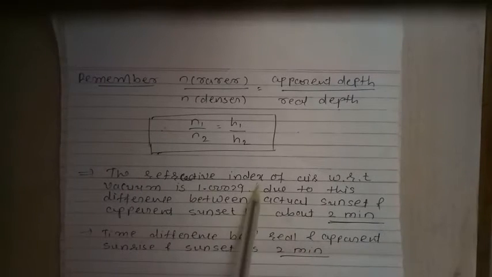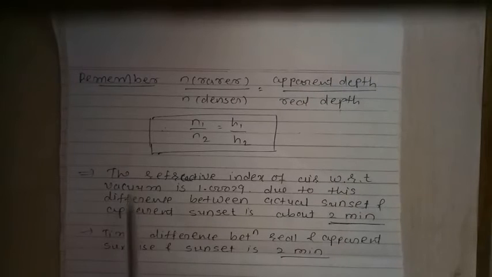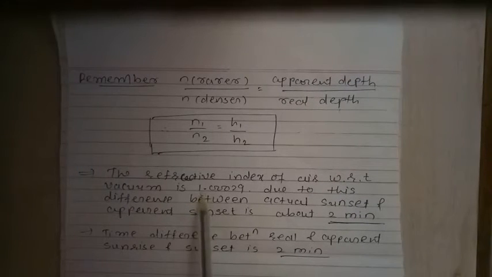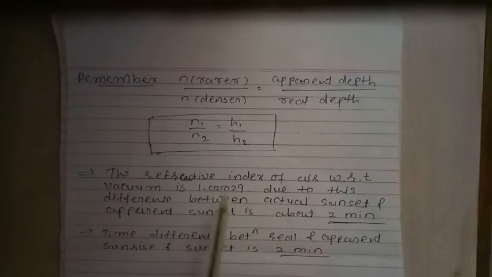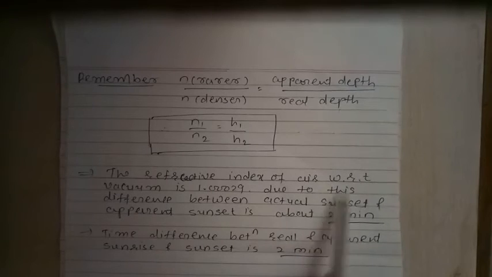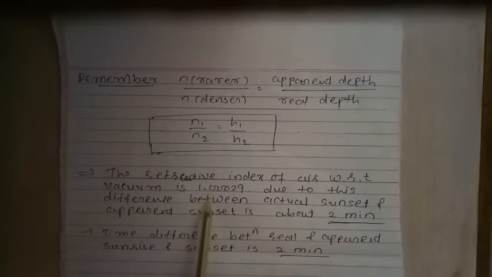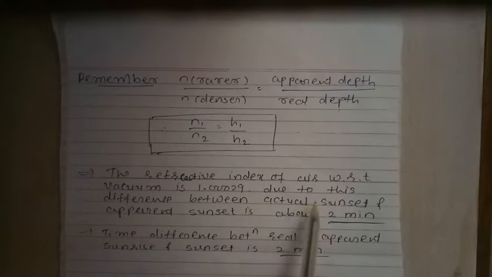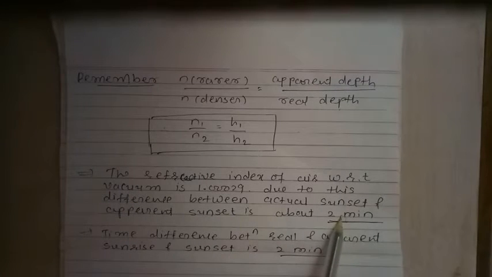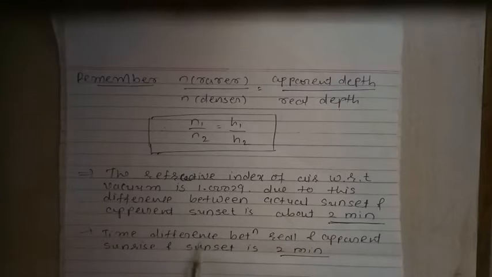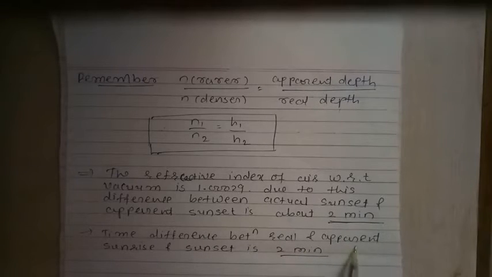And you have to remember the following two sentences. The refractive index of air with respect to vacuum is 1.00029. You have to remember this. Due to this, the difference between actual sunset and apparent sunset is about 2 minutes. So we can write that the time difference between real and apparent sunrise and sunset is 2 minutes, right?